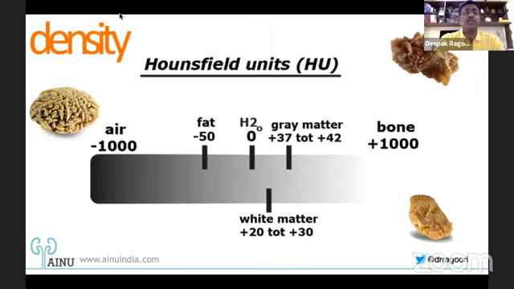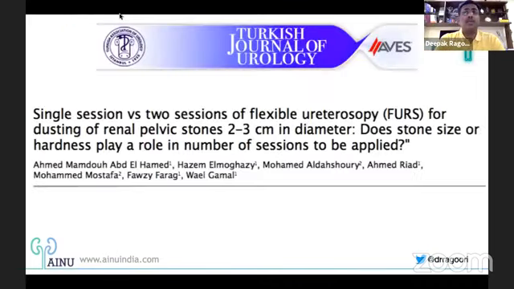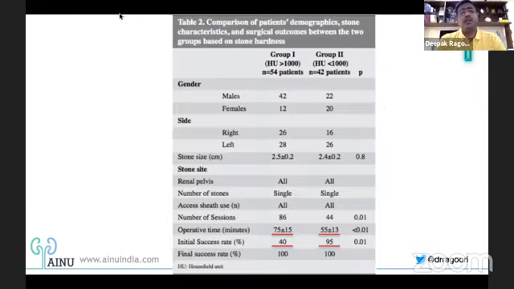Of course it is, whereby you can actually plan your RIRS, whether you can actually go ahead and do it, depending on the location, depending on the density, depending on the kind of lasers you use. There are so many other things you should factor in before you say, yes, I'll be able to do this. And like I said, stones between 2 and 3 centimeters are also done these days as a primary indication. And this is a paper where they have compared larger stones with Hounsfield units as to how it actually plays a role in the end result.